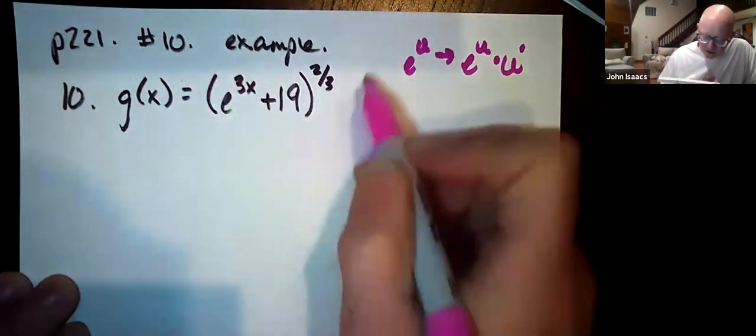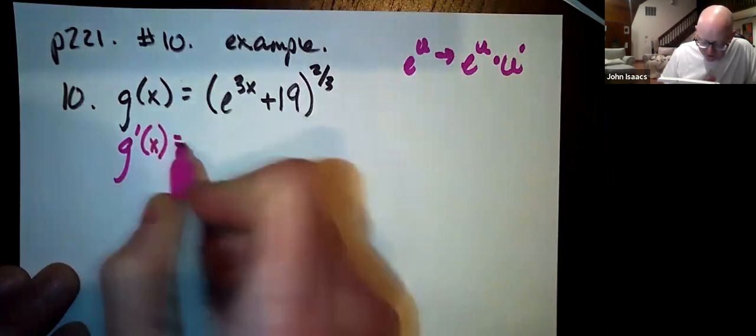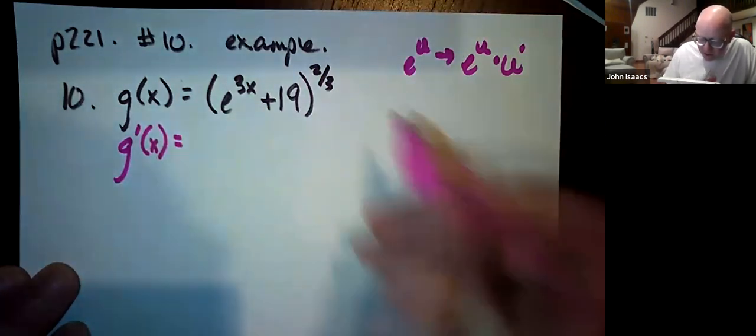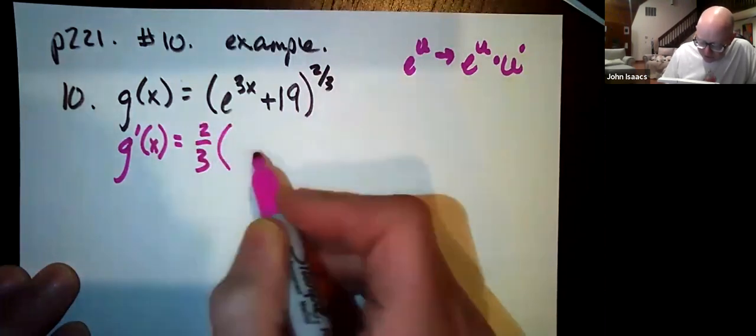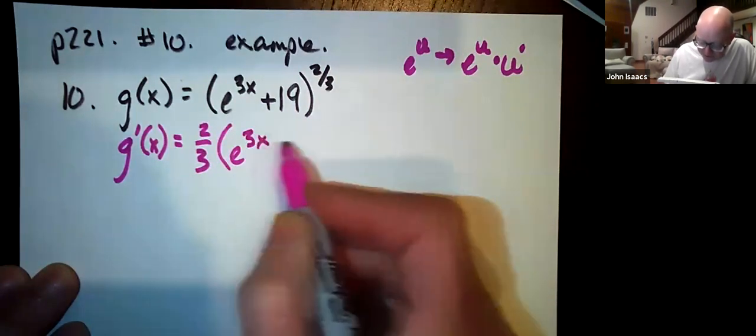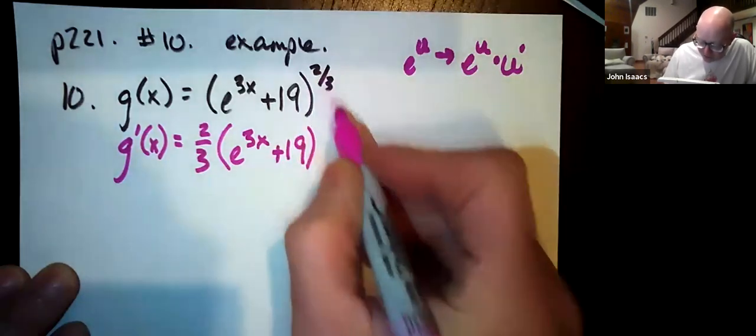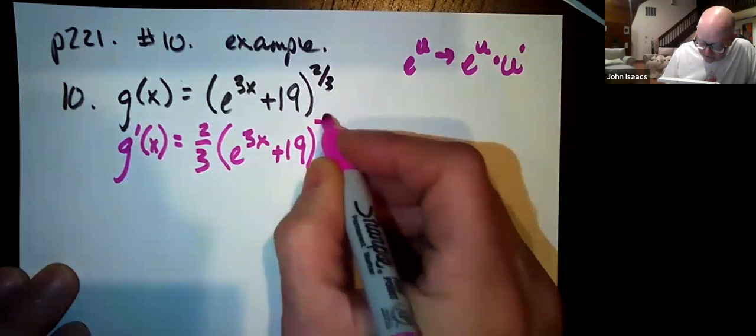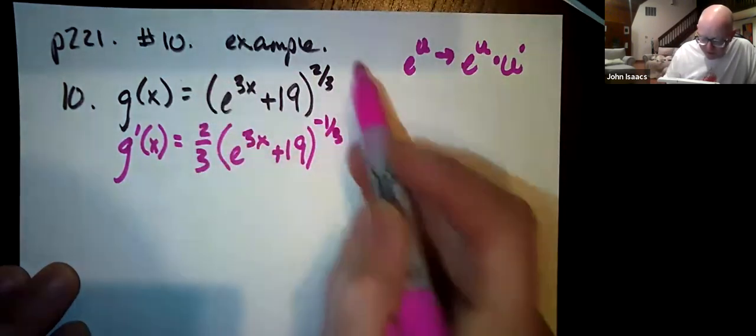So we're going to start from the outside. So g prime of x, the derivative of g of x. I'm going to start with the power rule. I'm going to do the 2/3. I'm going to leave the inside alone. So I'm using the power rule and the chain rule together here. I'm going to subtract 1 from 2/3 and get negative 1/3.